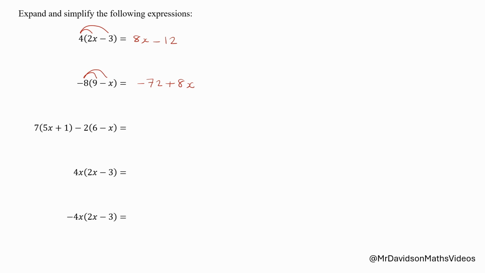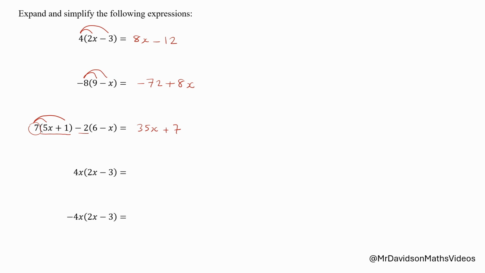Here we have two brackets. Now, this bracket on the left-hand side is not touching the bracket on the right-hand side, so this is not part of the multiplication. The only thing that's multiplying the bracket on the right-hand side is this minus 2. So the first bracket, the bracket on the left-hand side, is only being multiplied by 7. So again, we're going to do 7 times 5x, which is 35x. Then 7 times 1, which is plus 7.